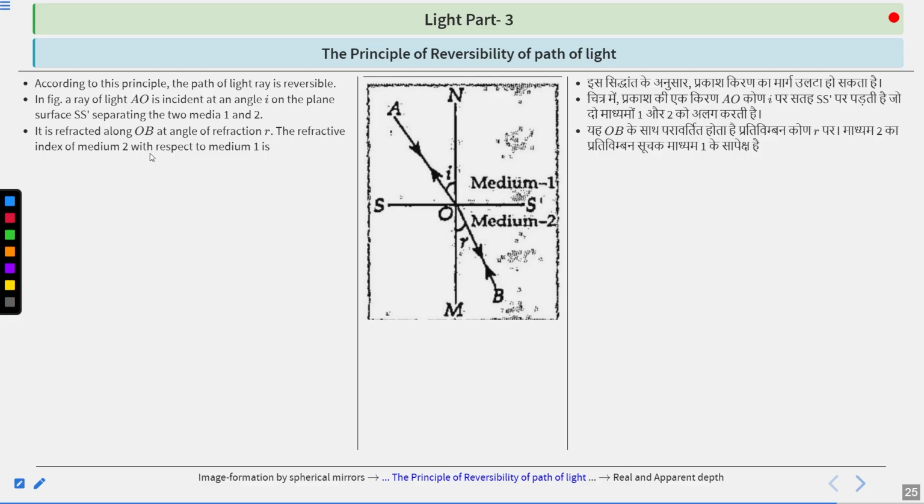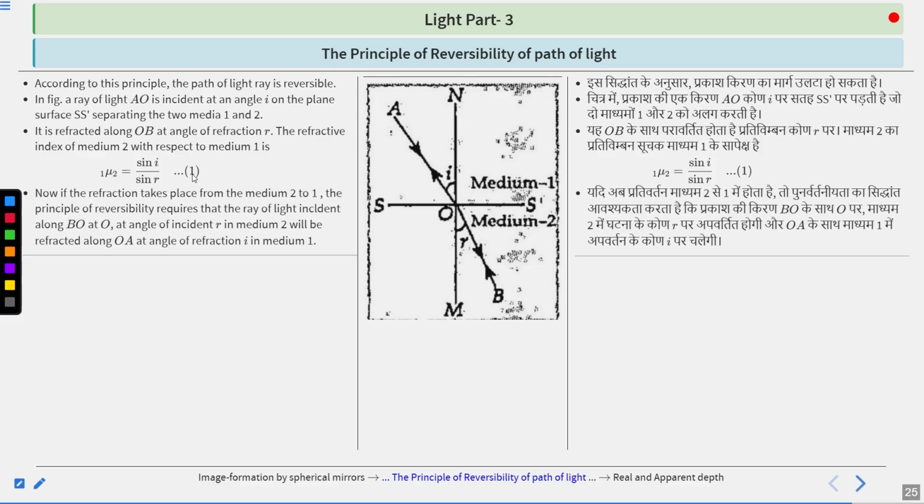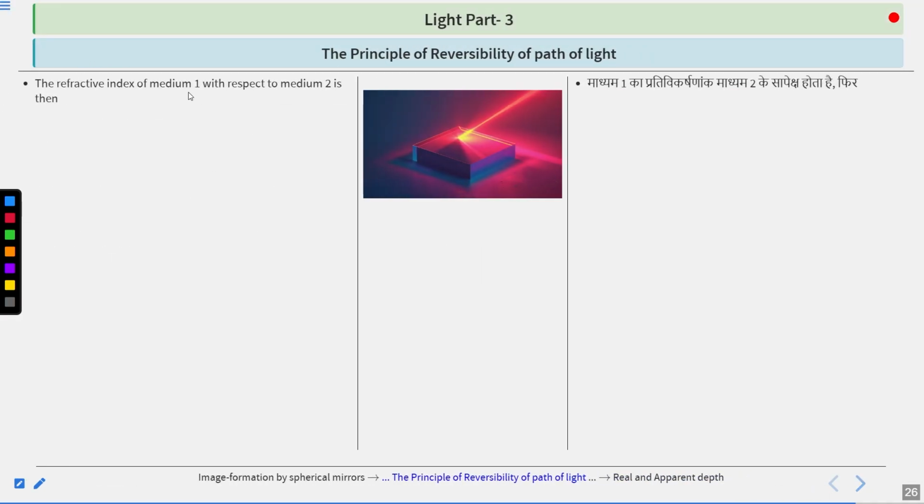The refractive index of medium 2 with respect to medium 1 is 1mu2 equals sin i by sin r. This is equation 1. Now, if the refraction takes place from medium 2 to 1, the principle of reversibility requires that the ray of light incident along BO at angle of incidence r in medium 2 will be refracted along OA at angle of refraction i in medium 1. The refractive index of medium 1 with respect to medium 2 is then 2mu1 equals sin r by sin i. This is equation 2.